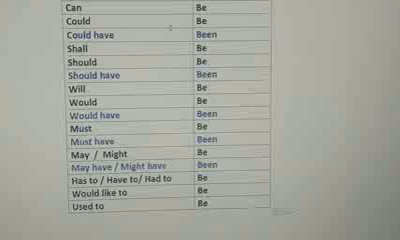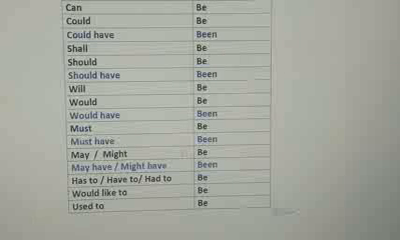You can see here, like could have, the passive form is been. Should have, the passive form is been. Would have, the passive form is been. Also must have, the passive form is been. May have or might have, the passive form is still been.